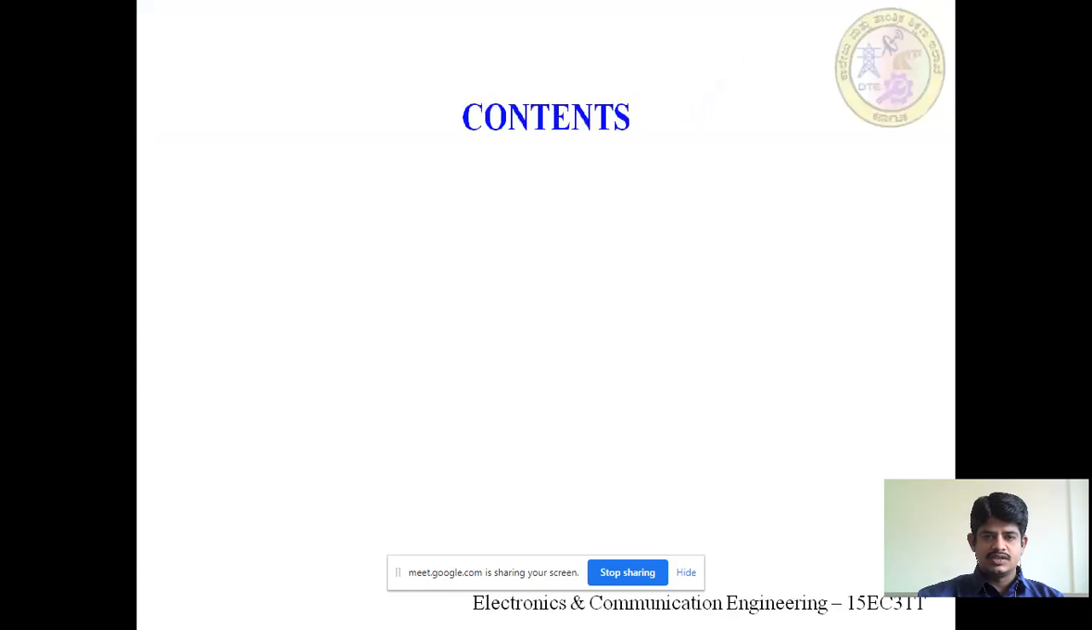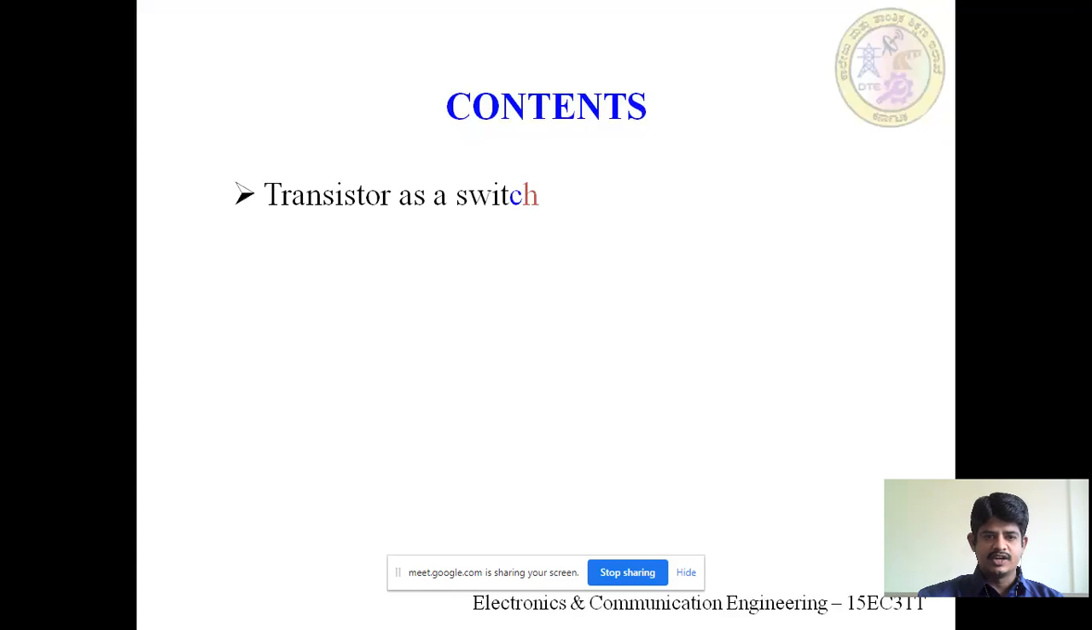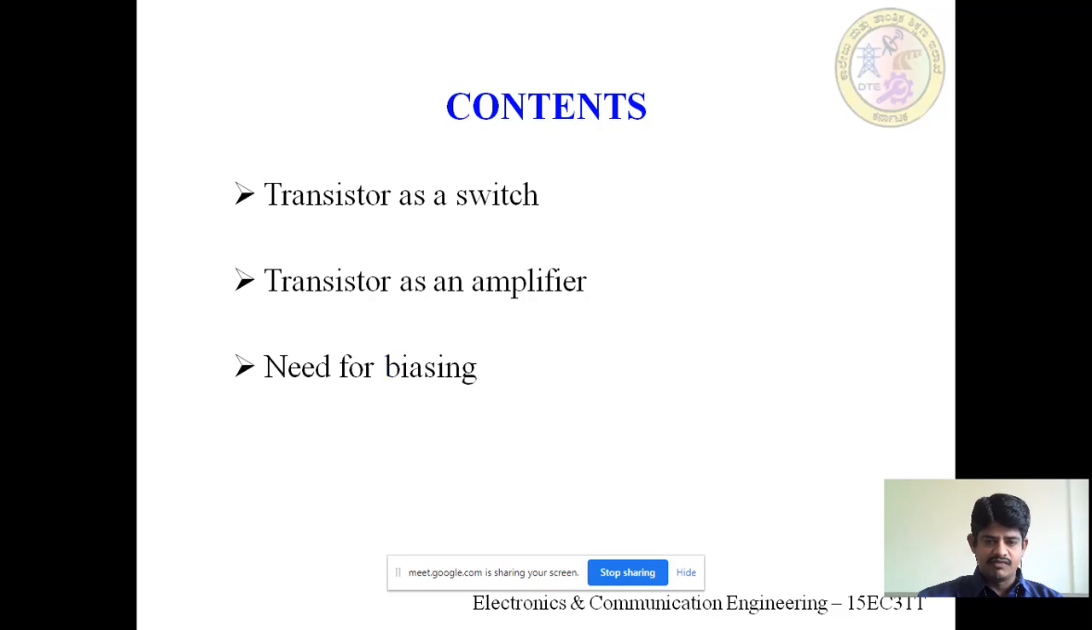So first, in this chapter, the main content we'll be learning is a transistor as a switch. Then we'll learn how we can use the transistor as an amplifier. Then we'll understand the need for biasing, what is meant by biasing, how we can build the biasing circuit, and then we'll discuss the operating point. So these are the points we'll be discussing in today's session, and at the last we'll be discussing multiple choice questions on these topics.